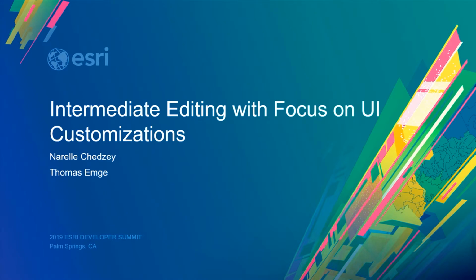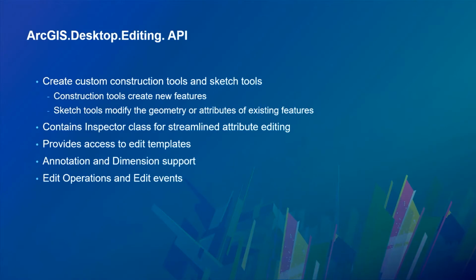So let's take a quick look, as a little bit of a recap, at what is actually available in the editing namespace of the API. At one point, we have the construction tools, allowing us to create new features, and then what we're referring to as sketch tools, where we're modifying existing geometry or attributes. So one is essentially setting a tool frame or a framework where it ties into editing, deriving from the map tools. We'll take a look at that closer.